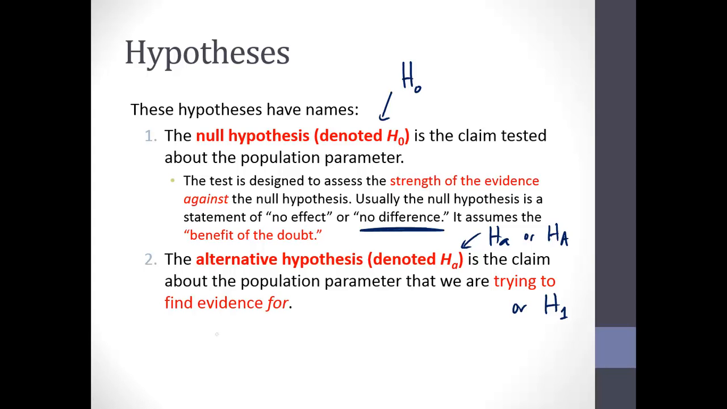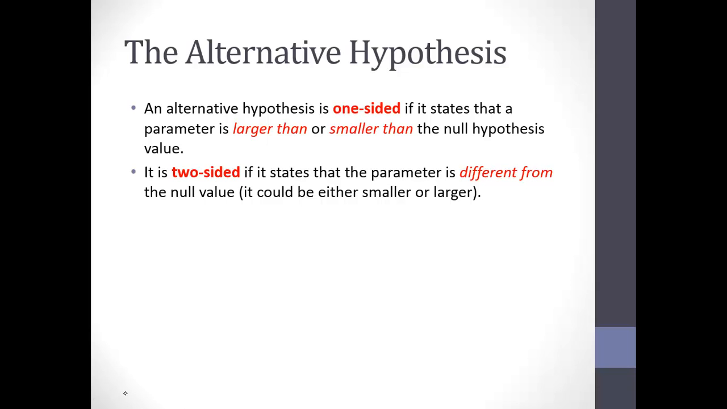Again, what this is saying is that if the null hypothesis says there is no difference, then my alternative is saying that there is a difference. Those are my two options: either there is no difference, or there is a difference. With that statement of there is a difference, there are a couple of ways I can say it, and this leads to some more definitions. I can have either a one-sided alternative hypothesis or a two-sided alternative hypothesis.